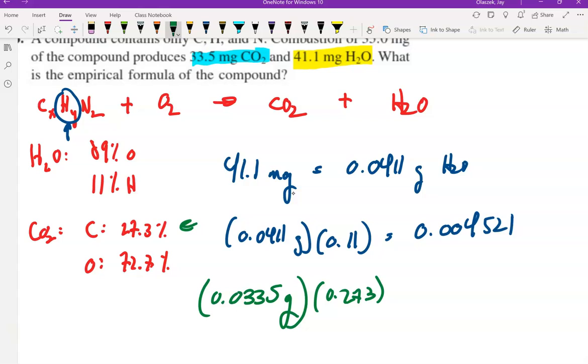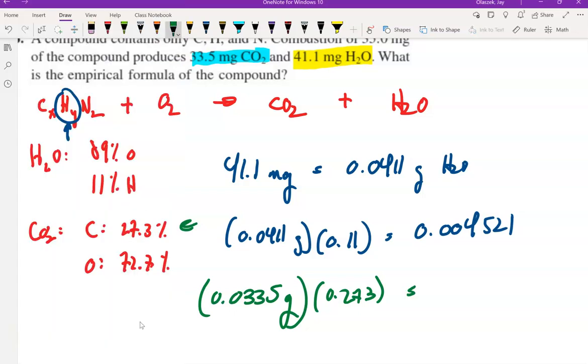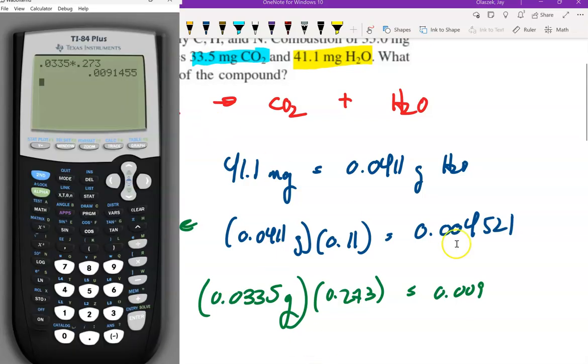so 0.273. And I should be using this calculator. I shouldn't be a doofus. It's just slower, you know. We'll say 0.0335 times 0.273 is 0.0091455 grams. I'm expressing it to as many decimal places as I can.